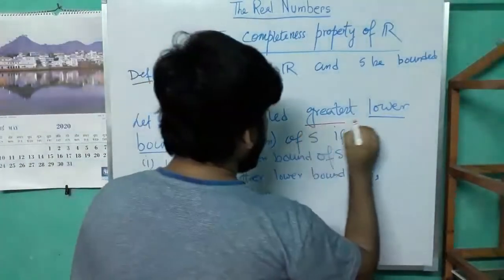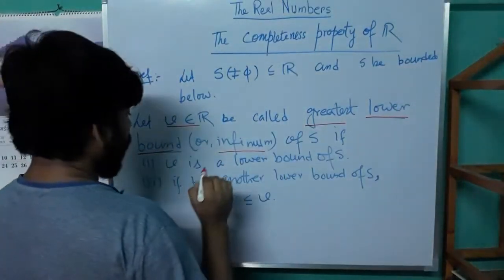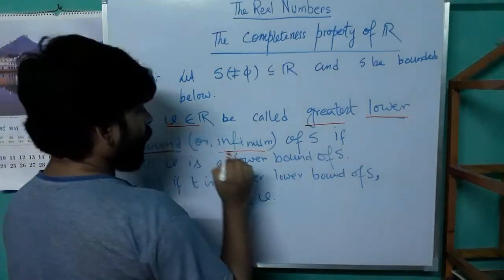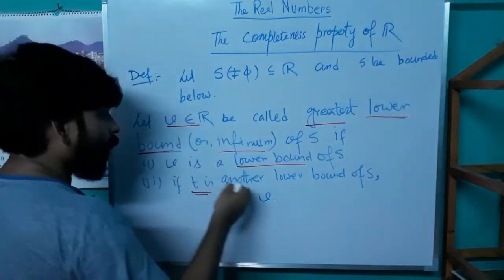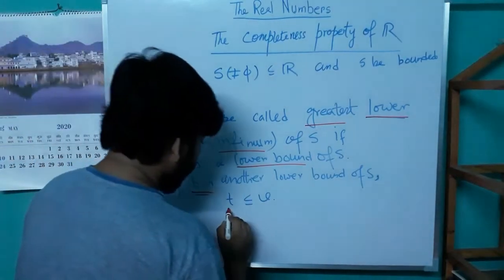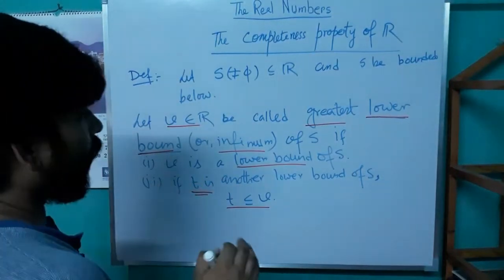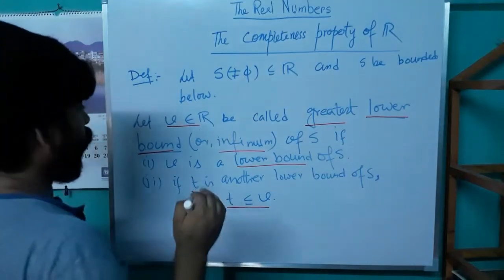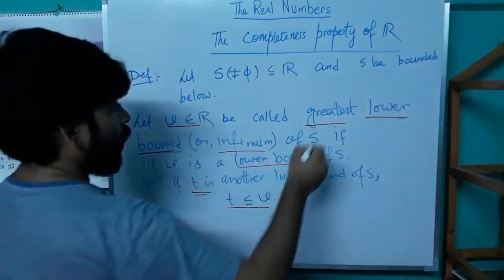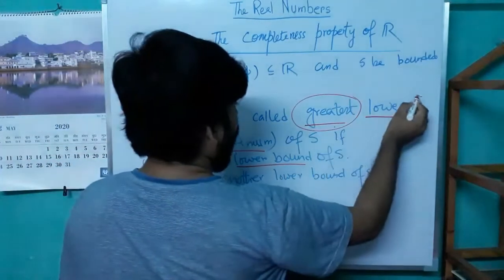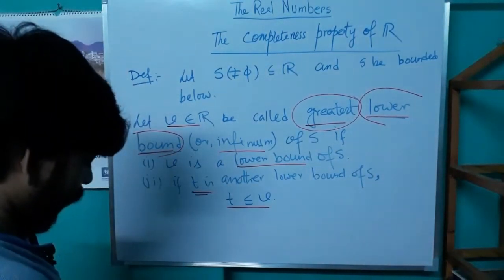So an element V is called greatest lower bound or infimum of a bounded below set S if the element V is a lower bound first of all, and if T is another lower bound, then T must be smaller than V. That is, V is greater than T, then V is called greatest lower bound. So greatest lower bound means it is a lower bound as well as it is greatest. In other words, it is called infimum of a set S.